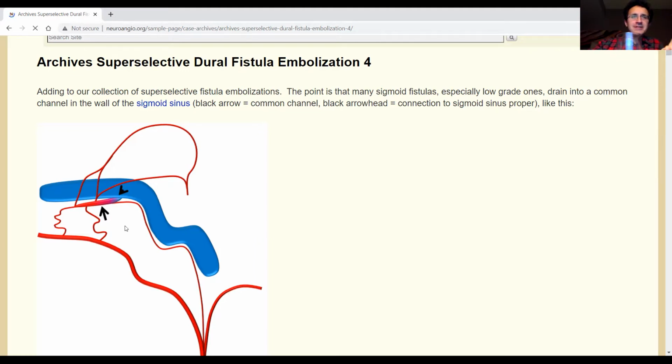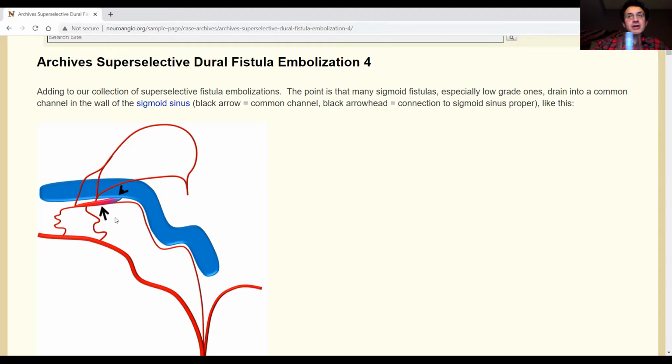It's a super selective transvenous embolization of these common collecting channels of these fistulas. And it basically accomplishes two things. It spares the sinus. Usually this kind of fistula, this kind of architecture is more commonly seen in lower grade fistulas, where the sinus is still pretty good. When higher grade happens, the sinus often gets destroyed and the outflow is messed up.